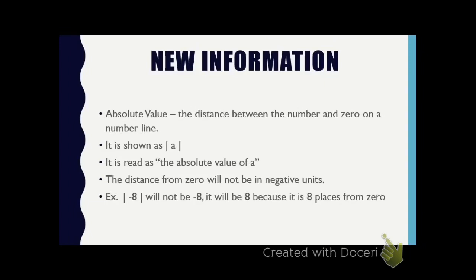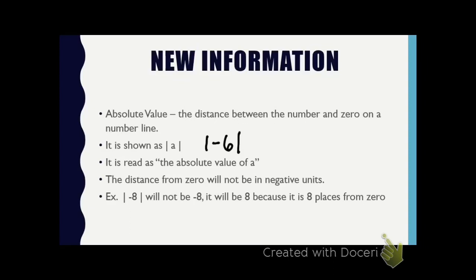When they're asking you to find absolute value, they'll use these brackets that are around this A, okay? So if they were asking you to find the absolute value of A, or if they ask you to find the absolute value of -6, that's what it would look like. And it is read as the absolute value of A, or find the absolute value of -6.